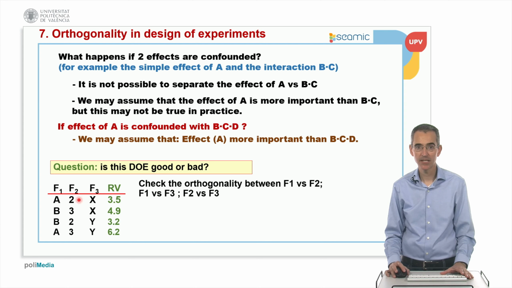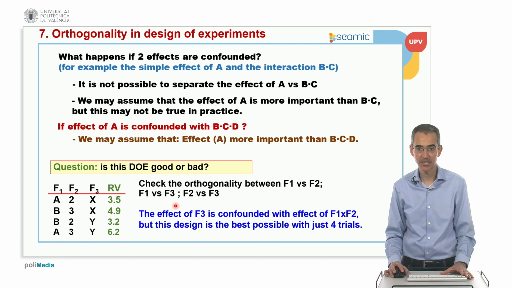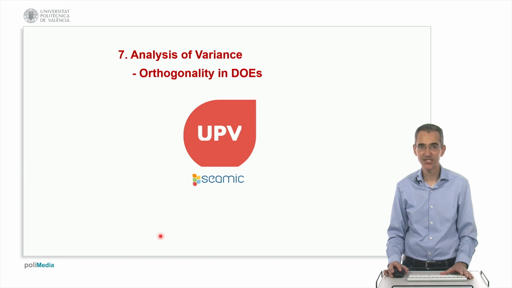But in this case, we can check that all simple effects are orthogonal between them. We can also check that the effect of F3 is confounded with the effect of the double interaction. But anyway, this is the best possible design with just 4 trials. And here I finish this video about the concept of orthogonality in the design of experiments.